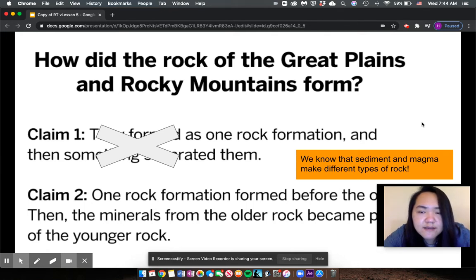We learned that the Great Plains and Rocky Mountains are made out of two different types of rocks. One is made from sediment and one is made from magma. So we know for sure that they could not have formed together. It would be like saying that if one of them is an apple and one of them is an orange, that they grew on the same tree, which is not possible. If we know that one is sediment and one is magma, they have to have formed separately.